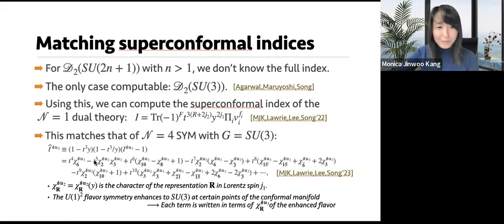As you notice, we use the SU(2) and SU(3) as the character representations. Now this one has these y elements there because that's the one in the Lorentz spin, j1. And the U(1) squared flavor symmetry enhances to SU(3) at certain points of the conformal manifold. So that's why each term is written with respect to SU(3) representations, so that we can match it.